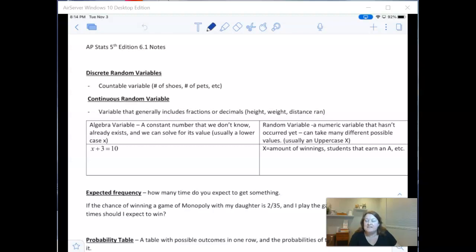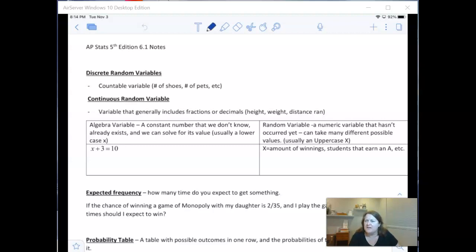Hi, AP Stats. This is the start of Chapter 6, so this is our notes for 6.1. Two vocabulary words. We're going to talk about the difference between discrete and continuous. We're going to talk about random variables in just a second, but a discrete variable is something that is countable.